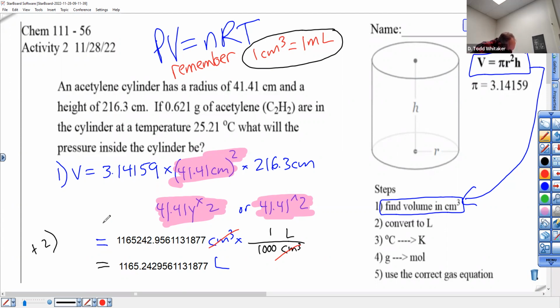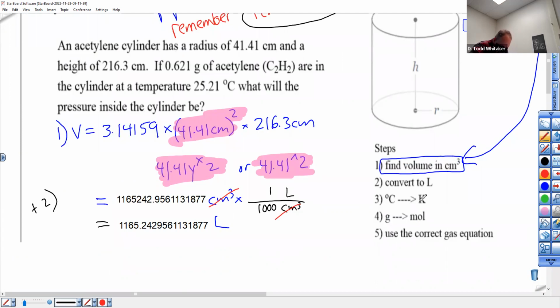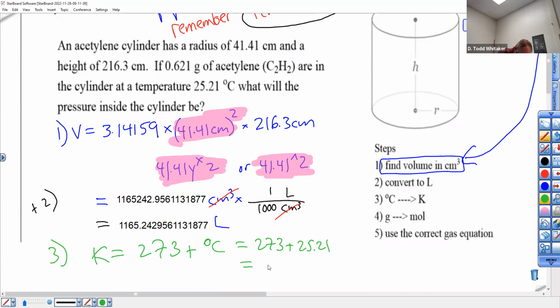Never mind. Okay. Step 3. Step 3, always Celsius to Kelvin. And that step's not going to be on the test. Ever. Celsius, Kelvin. Sorry, it's not on tests. Convert to liters. We did that. We've got degrees Celsius to Kelvin. Why did I say centimeters? 3. We've got Kelvin equals 273 plus degree C. 273 plus Celsius was 25.21, 298.21.